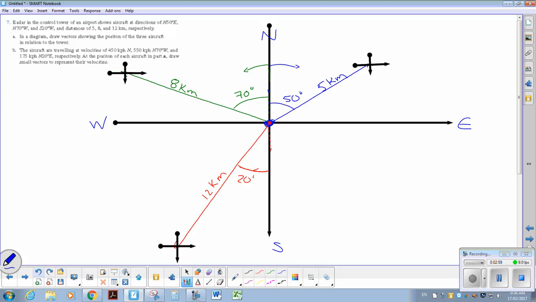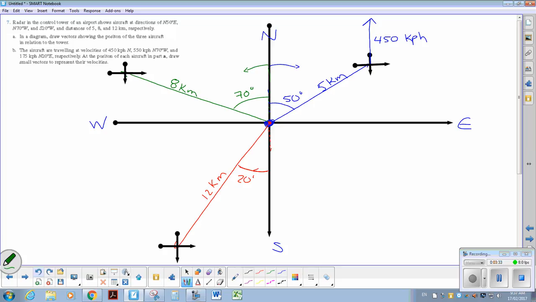So plane number 1, that's the one up in the top quadrant right here. Still, it's traveling north at 450. So its velocity vector is going to look like that. 450 kph. So it's heading away from the tower, so it could have taken off, and it's heading to its destination. The second one is traveling at 550.